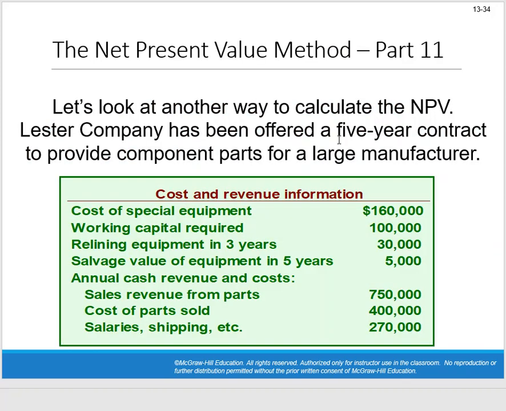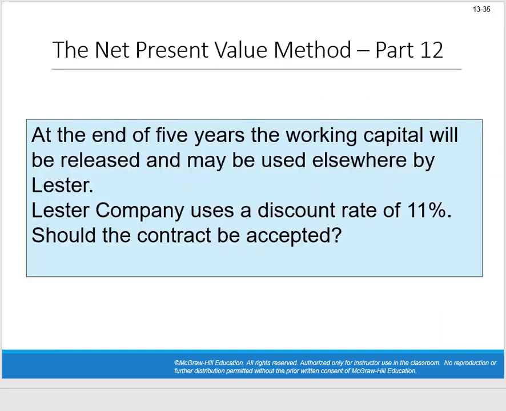So here we're going to look at another way of computing our NPV. This data should all seem pretty familiar to you. So same thing, Lester Company, 5-year contract, special equipment, reline the equipment, and so on. So discount rate of 11%. Should we do this?